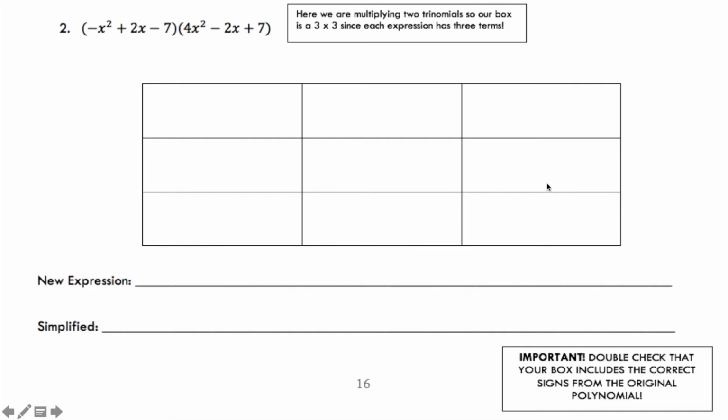All right, so now I'm going to go ahead and write my first term down the side. I have negative x squared, 2x, and negative 7.